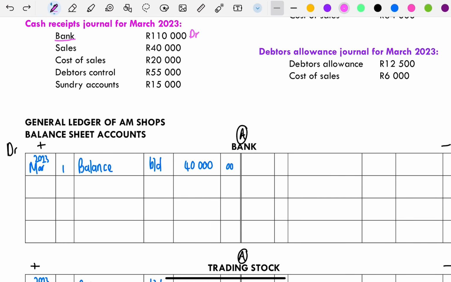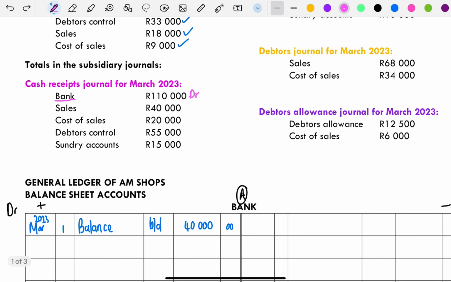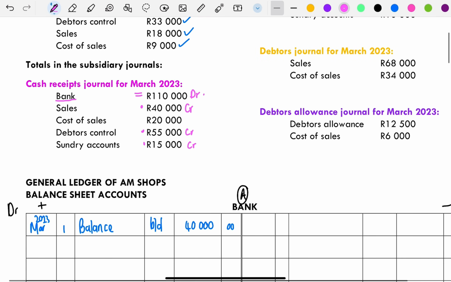Now, what's really nice to know in accounting is that we've got a double entry principle. And what that means is that our debits should be equal to our credits. Now, within each journal, that principle needs to be applied. So what you'll see is bank is going to be the big debit, and then everything else is going to be credit. So if we add 40 plus 55, I get 95, plus 15 gives me 110. So you can see the debits do equal the credits.